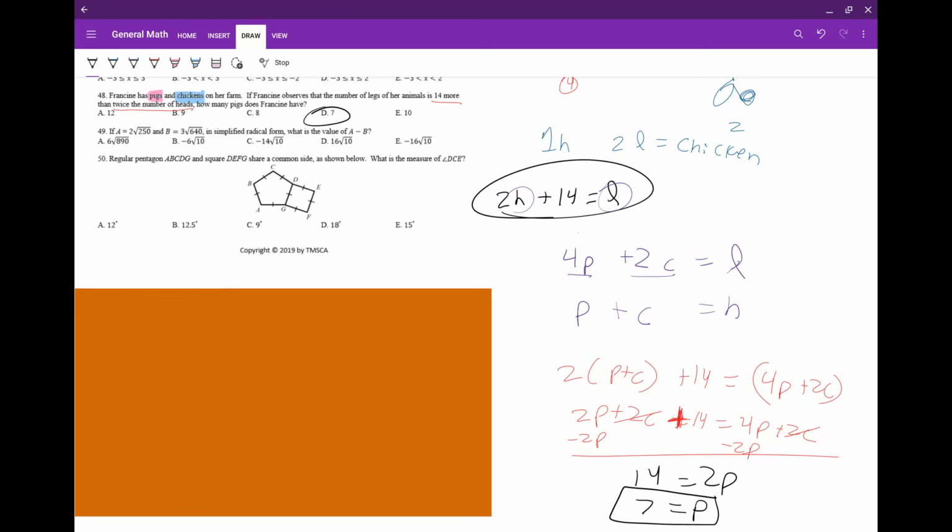And then if you wanted to find the number of chicken, you'd plug that into any equation that has chicken in it. Well, actually, it would be a bit harder. You can't just plug it in and be done with it. You'd have to solve for h using pretty much the same method. Now you know that 7 equals p. Then you can work from there. You can plug in 7 in any of the places where p exists, and then you solve for one variable, and then you plug that in and you solve for the other variable. But 48 is answer choice D.